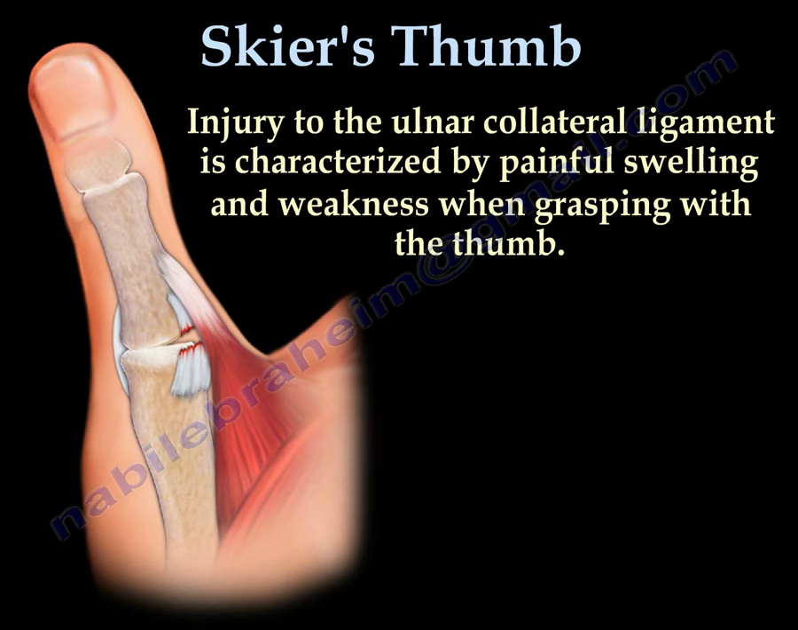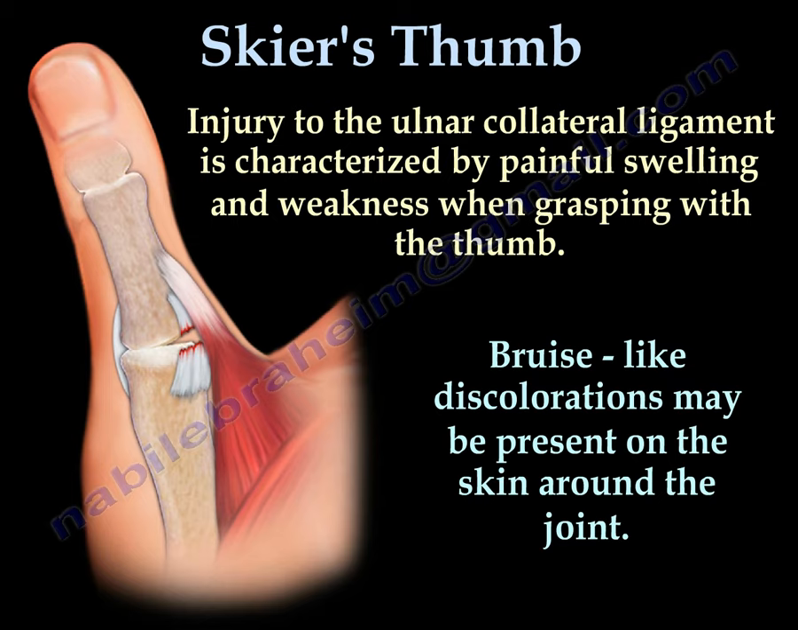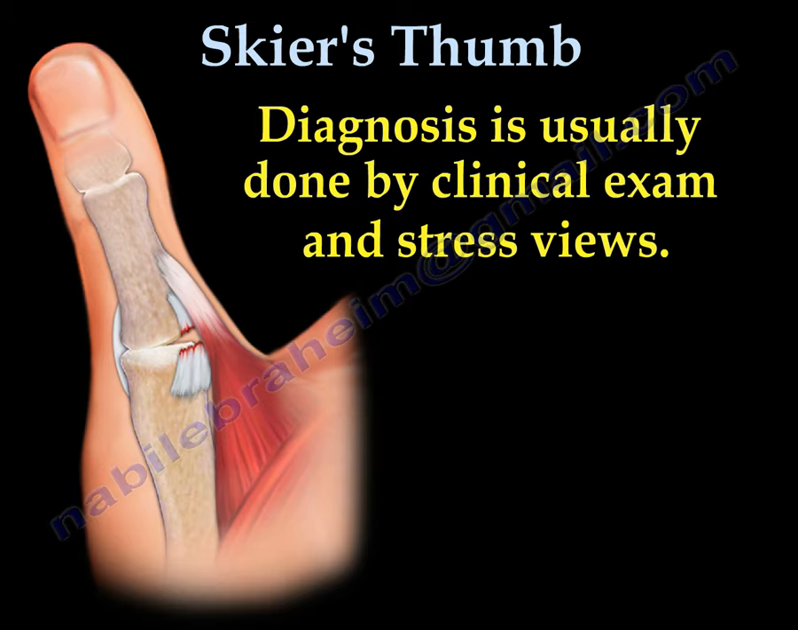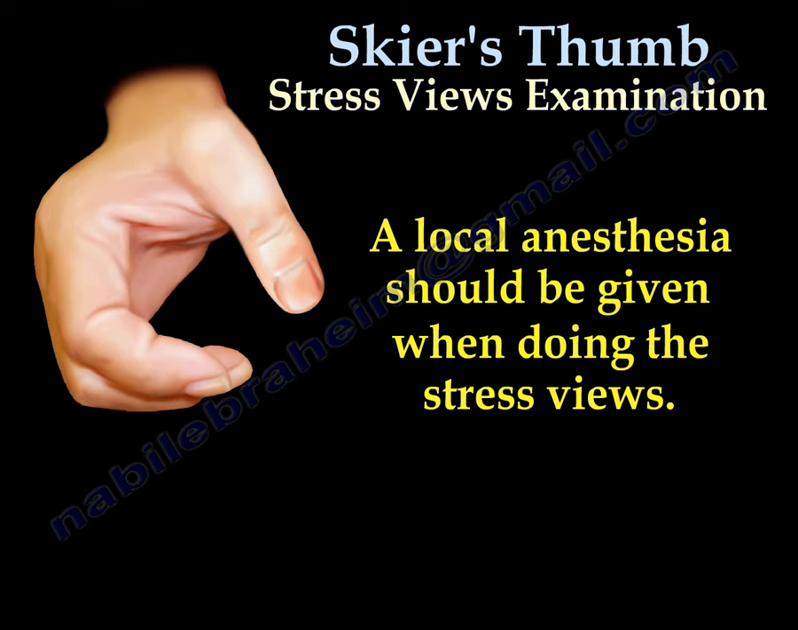Injury to the ulnar collateral ligament is characterized by painful swelling and weakness when grasping with the thumb. A bruise-like discoloration may be present on the skin around the joint. Diagnosis is usually done by clinical exam and stress views. Stress views examination. A local anesthesia is given when doing the stress views.